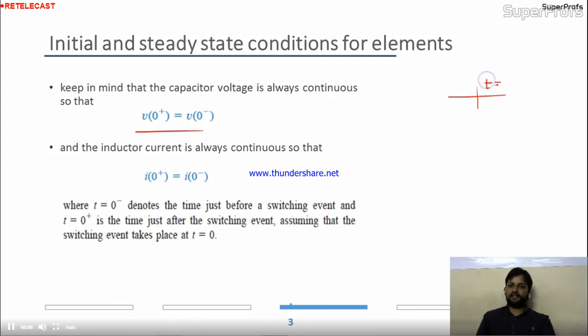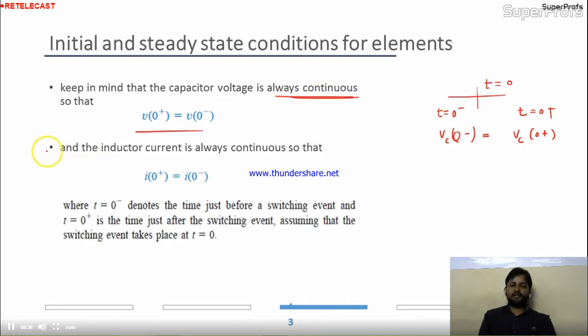As we discussed, at t equal to 0, suppose we are switching. We are closing the switch. This is t equal to 0 minus. This is t equal to 0 plus. So if the voltage across the capacitor is Vc at 0 minus, the same will be there at 0 plus also. That's why I'm saying the voltage across the capacitor is always continuous.